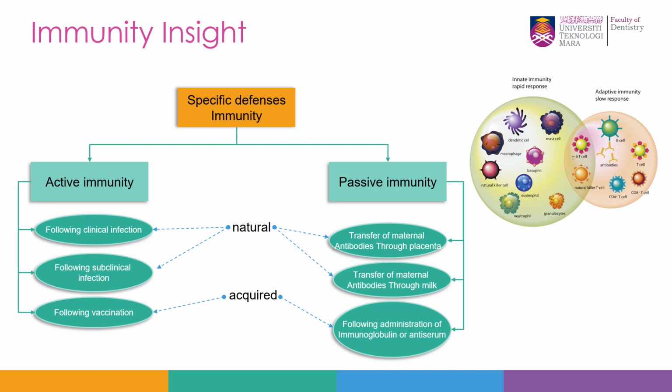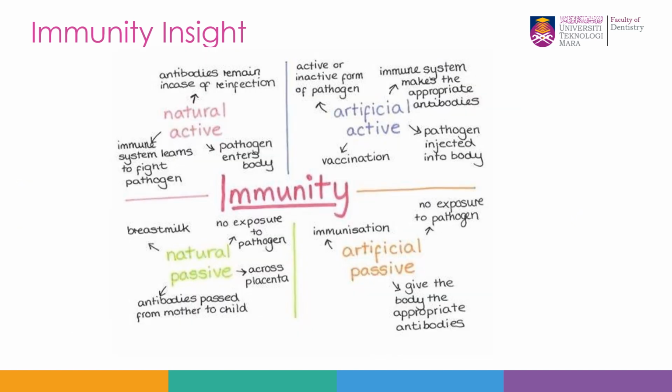Okay, for the active immunity, the natural one would be the clinical infection, or even subclinical infection. For the acquired one, we give vaccines. So that is the active immunity. For the vaccination program, we are actually using the active immunity category, which is vaccination. Right, so this is just to summarize what the previous slide was talking about.